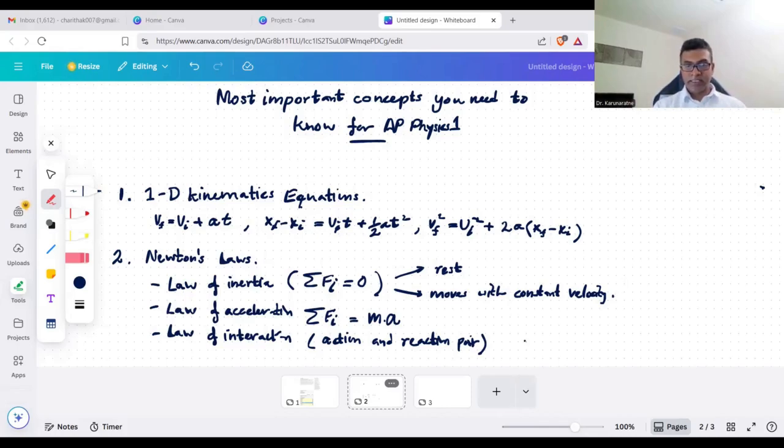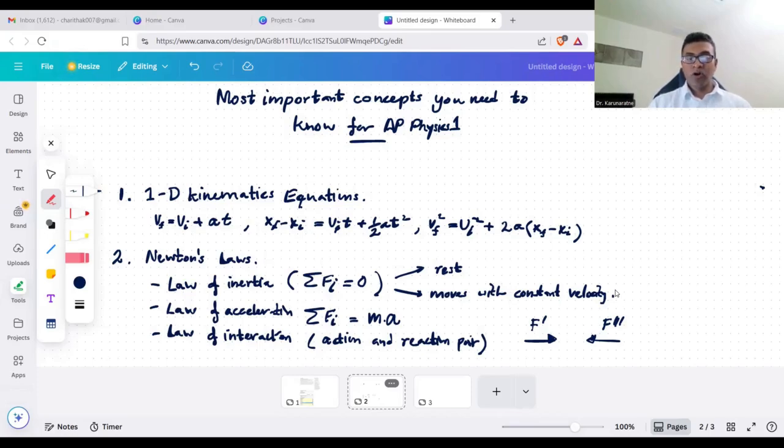So let's say this is the action force. We can represent a force by an arrow. Then on another object, there's an equal and opposite reaction force. Let's call that F double prime, like that. Okay, so that's the law of interaction, or in other words, for every action force, there's an equal and opposite reaction force. So Newton's laws are one of the main pillars that you need to know in AP Physics 1.